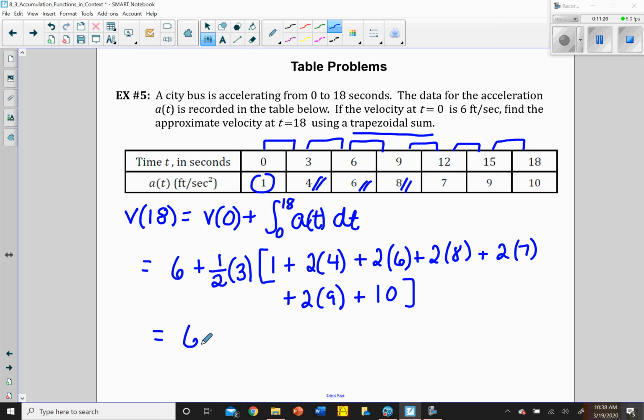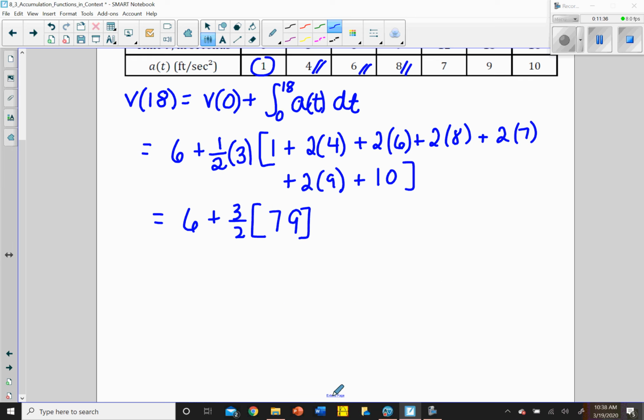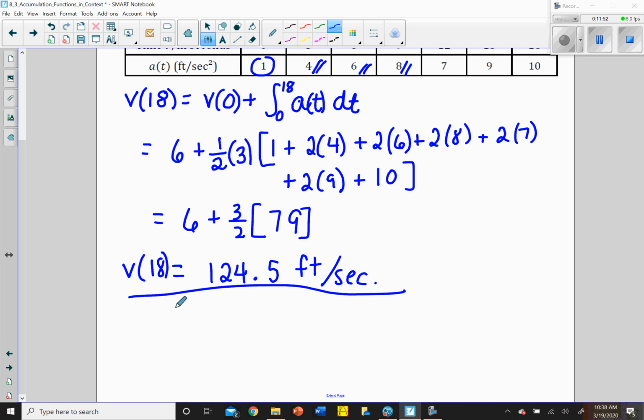which turns out to be 6 plus 3 halves. And somebody check me with the calculator. I believe that adds up to 79. So the total would be 124.5 feet per second is the approximate velocity at 18 seconds using the trapezoidal rule.